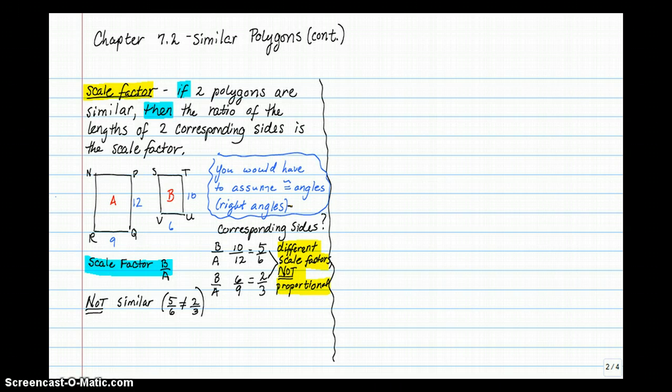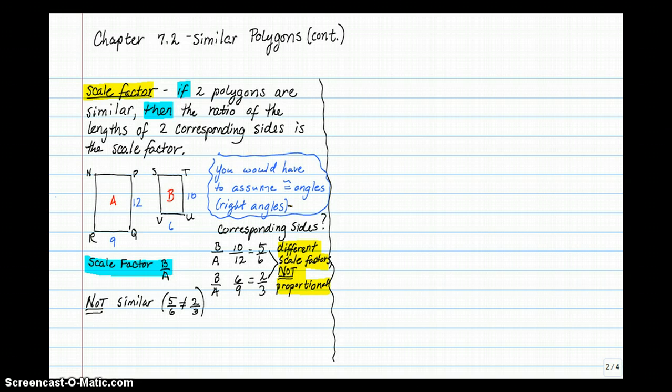So if we go B over A, that would be 10 over 12. If I look at B to A, 10 to 12, which simplifies to 5 over 6. Because remember, the scale factor they asked us to look at is in terms of figure B to figure A. Then we look at the second values that they've given us, which is figure B's width is 6, figure A's width is 9, 6 to 9. Both of those are divisible by 3, so you get 2 over 3.